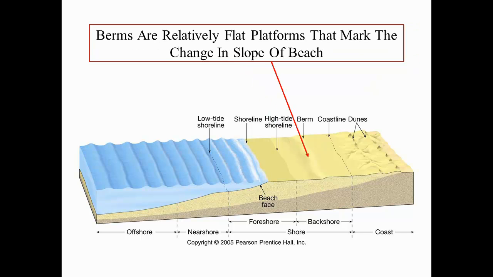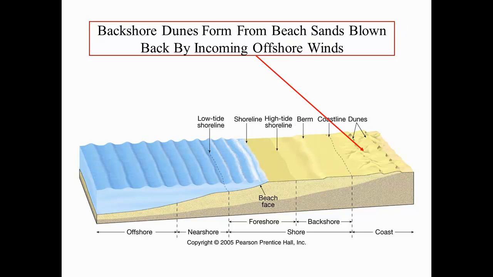We can define the berm. Berms are relatively flat platforms that mark the change in slope of a beach. And finally, we have the backshore dunes that form from beach sands that are blown back by incoming offshore winds. So backshore dunes are actually wind deposits rather than having been affected by waves and currents.